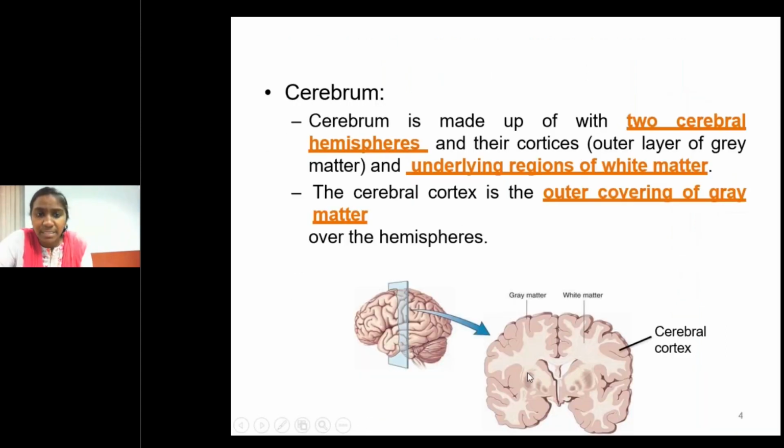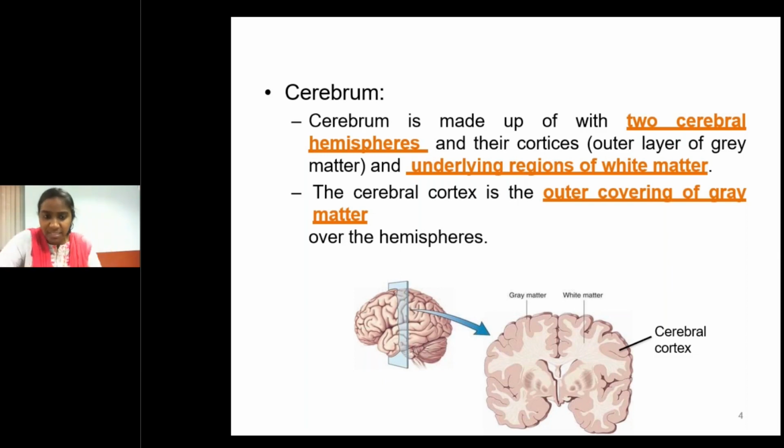Next, the cerebrum. The outer part of the cerebrum is which color? Outer is gray and inner is white. What's the reason for this outer gray color and inner white color? Anyone? You have already studied anatomy and physiology in first year. This is not an anatomy physiology class. Anybody can say. The brain's outer is gray and inner is white.